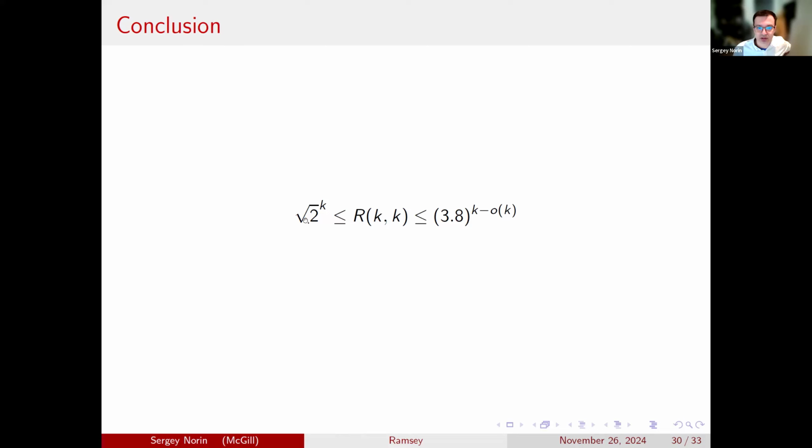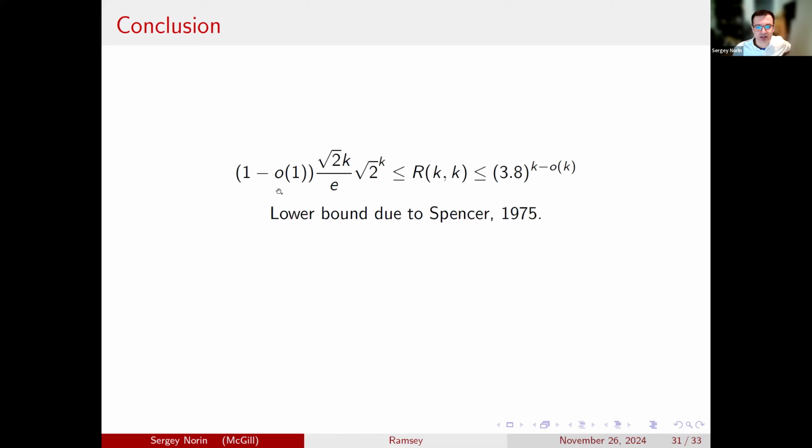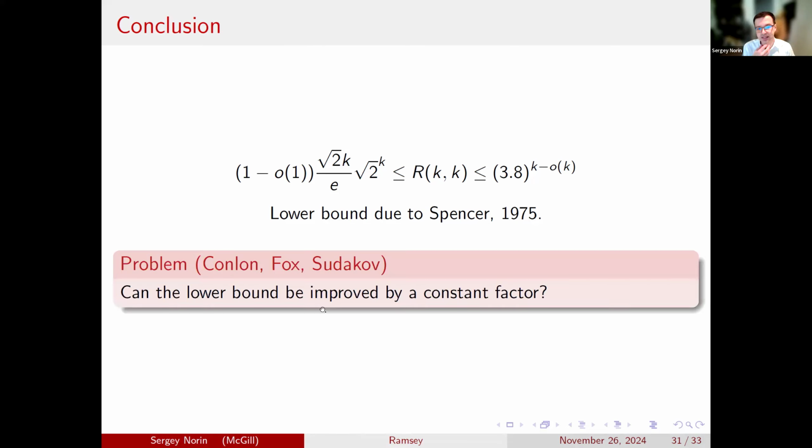But the lower bound, let me mention improvement there. The best lower bound is due to Spencer from 1975. It's the square root of 2 to the k times some linear function in k. It improves on the original bound of Erdős by a factor of 2. So since the first quantitative good exponential bound, the only improvement has been by Spencer, by a constant factor 2. In fact, 10 years ago in their survey, Conlon, Fox, and Sudakov asked to improve the lower bound by a factor of 1 plus epsilon.